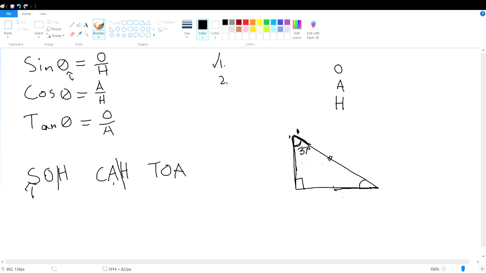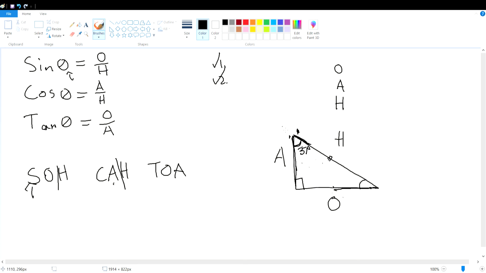Now the second step, obviously, it's to label your angles. The side opposite the right angle is going to be hypotenuse. If we draw a line from 37, it's going to touch this, which is O, and it's touching this side, which is A. Cool, we labeled our triangle.